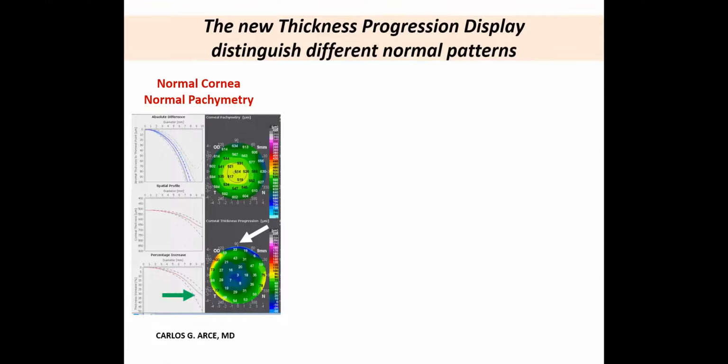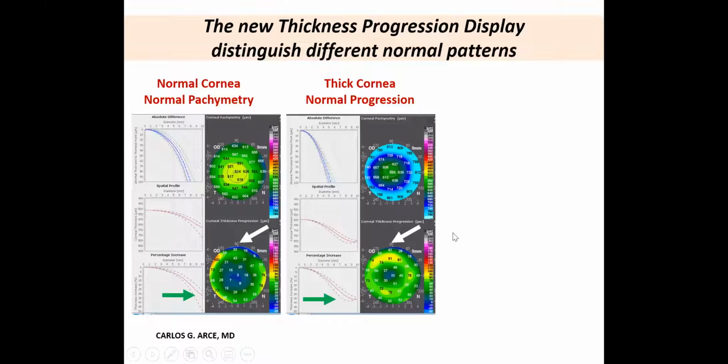So let's see normal corneas with different patterns. This is a normal cornea with a normal pachymetry and normal progression. This is a thick, very thick cornea with light blue in the periphery, but with normal progression. You can see that the graphic ends at the vertical line.